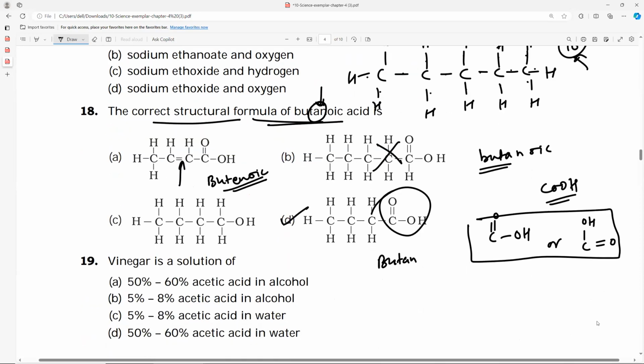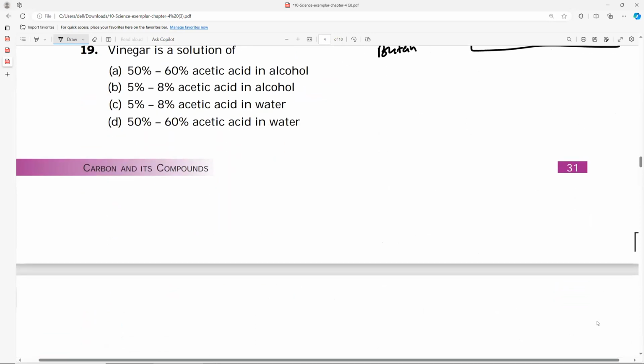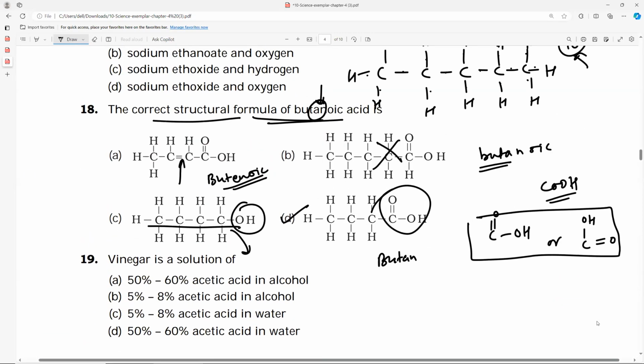Next, why is this one not? Because it is butanol, it has an alcohol, not the carboxylic acid. So it is butanol. Okay, got it? Understood? Tell me, understood? Madhya, Samar, you understood? Yes, sir. Next.